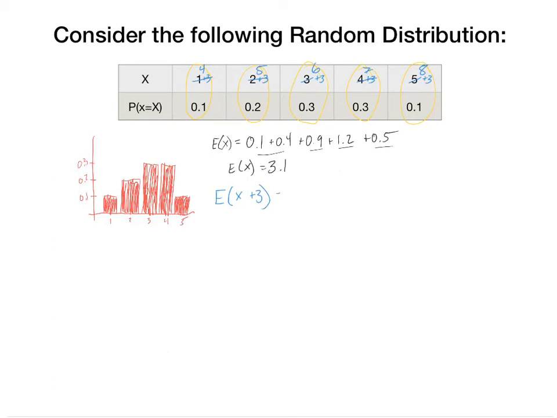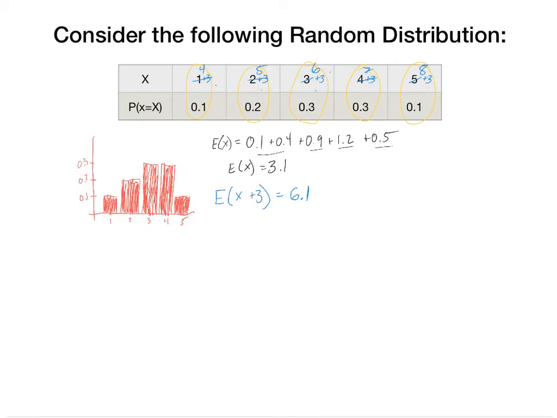Well, it should add 3 to every single number, right? And if I add 3 to every single number, then the expected value should go up by 3. I should get an expected value of 6.1. Now, you can test this out if you want. You can do 4 times 0.1, 5 times 0.2, 6 times 0.3, and so on, and check to make sure that that's right. In fact, I encourage you to do that to see that Mr. Bauer isn't just lying to you again. And not again. Mr. Bauer hasn't lied to you before. He has made mistakes, but he hasn't lied to you. So check it out. See if it works.